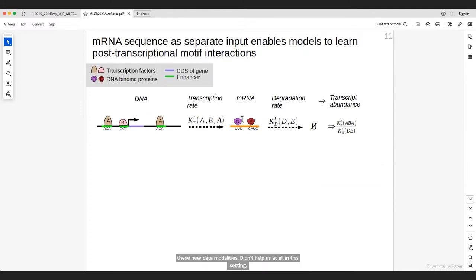And so we thought about it a little bit more and went back to the biology, thinking about what's the biology behind mRNA abundance.